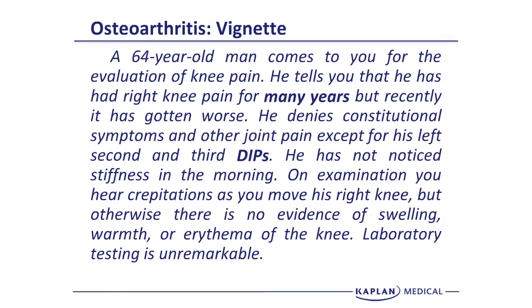He denies constitutional symptoms, so there is no fever, malaise, any other symptoms that would indicate any other disease. He doesn't have any hair loss, oral ulcer. He doesn't have anything that would indicate an inflammatory process. And other joint pain except for his left, second, and third distal interphalangeal joints. Now, as we can see, the distal interphalangeal joints are affected in this patient, so even if we were thinking of an inflammatory condition, we're not going to think of rheumatoid arthritis because the distal interphalangeal joints are affected. Now, he has not noticed stiffness in the morning.